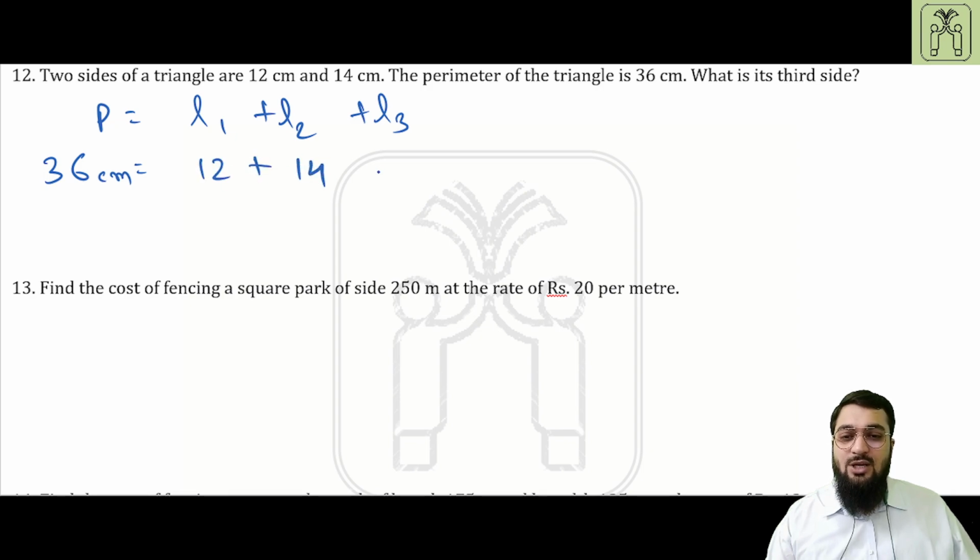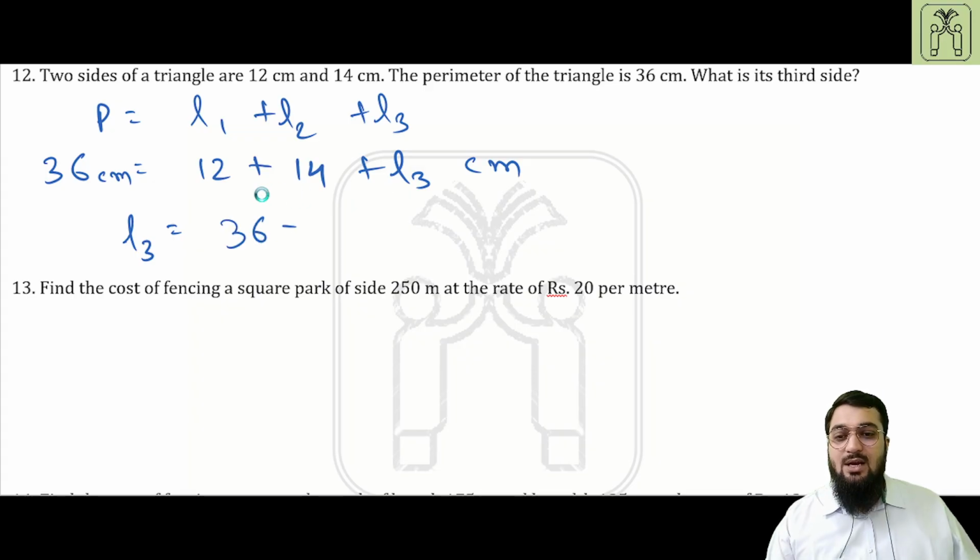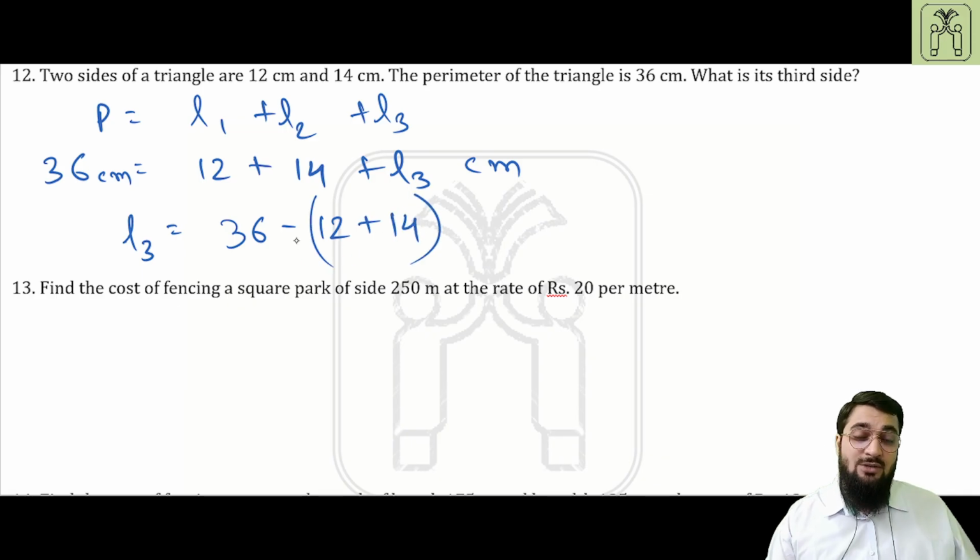12 plus 14 plus L3, in centimeters, because all of them are mentioned in centimeters, equals 36. That will give us L3 equal to 36 minus 12 plus 14. And how do we do that? We have studied that in integers. I will show you once this time, but please revise the previous videos.